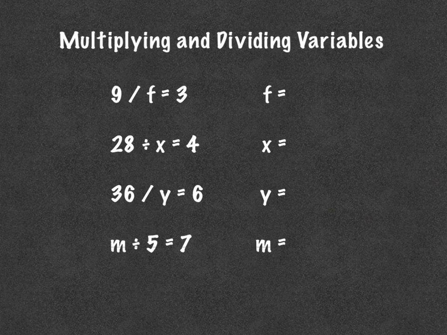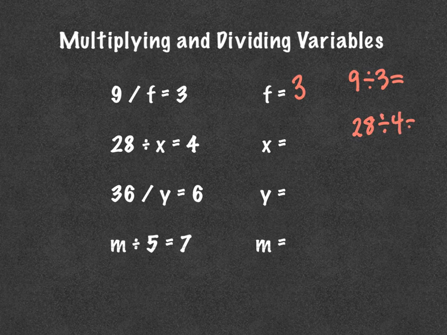All right, so next, we've got a couple of extra practice problems here. 9 divided by F equals 3. Again, fact family, we could do 9 divided by 3 equals F, and F equals 3. 28 divided by X equals 4. 28 divided by 4 equals 7. So X equals 7. 36 divided by Y equals 6, so 36 divided by 6 equals 6, so Y is going to equal 6.